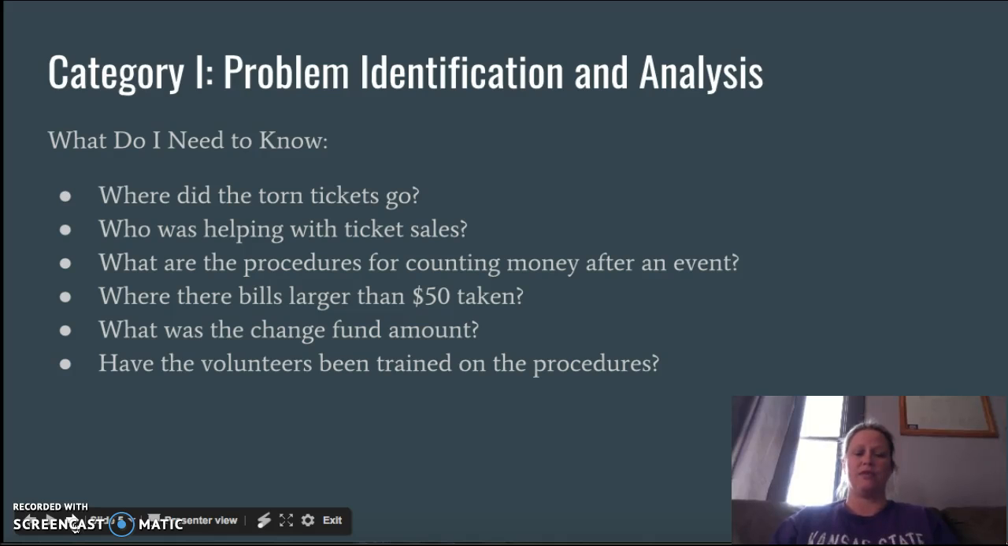What are the procedures for counting the money after the event? I would think that those two people who were taking money for tickets would be the people who would be counting the money to give a total to Mr. Stevens. Were there bills larger than a $50 taken? Did they have to give change for a $100 bill? That is something to consider as to why the $50 bill wouldn't be in there. Was there a change fund amount? What was the amount? It didn't mention that in the case study. Have volunteers been trained on procedures, or are they just asking parents to help with no guidelines?